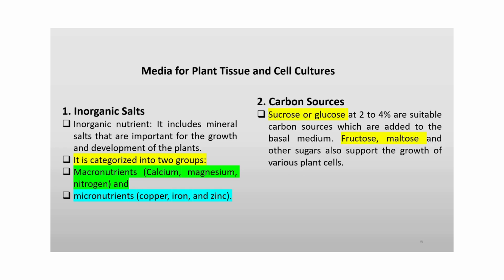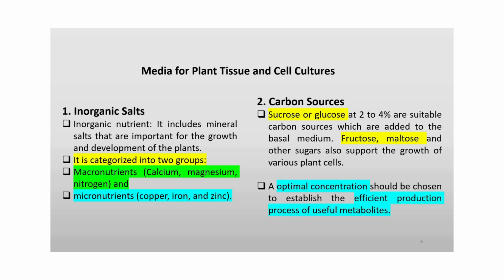Carbon sources: sucrose or glucose at 2 to 4% are suitable carbon sources which are added to the basal medium. Fructose, maltose and other sugars also support the growth of various plant cells. An optimal concentration should be chosen to establish an efficient production process of useful metabolites.